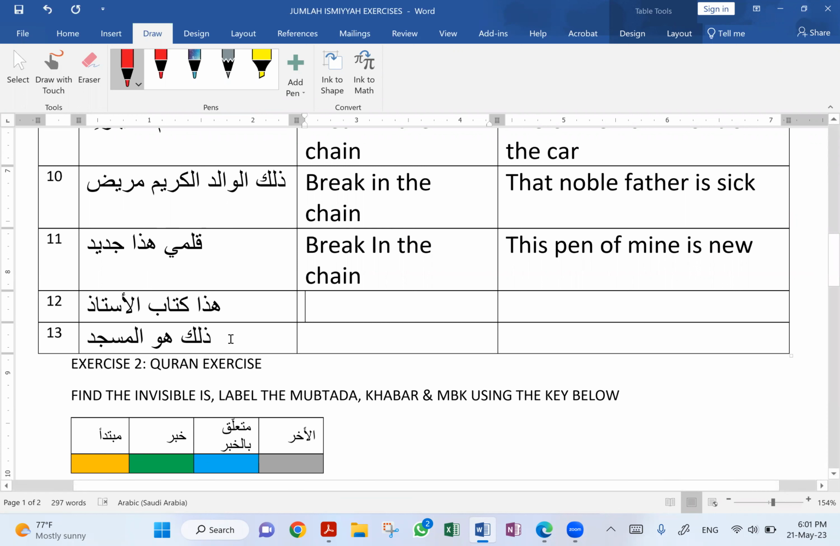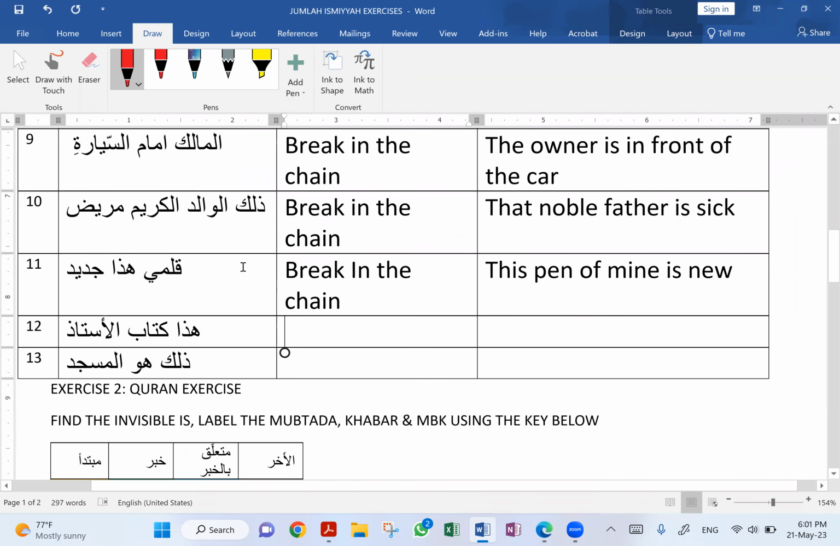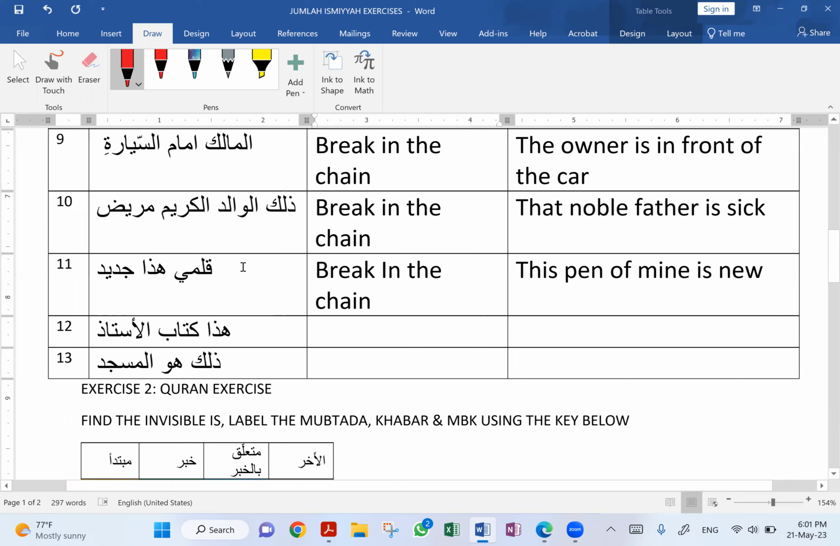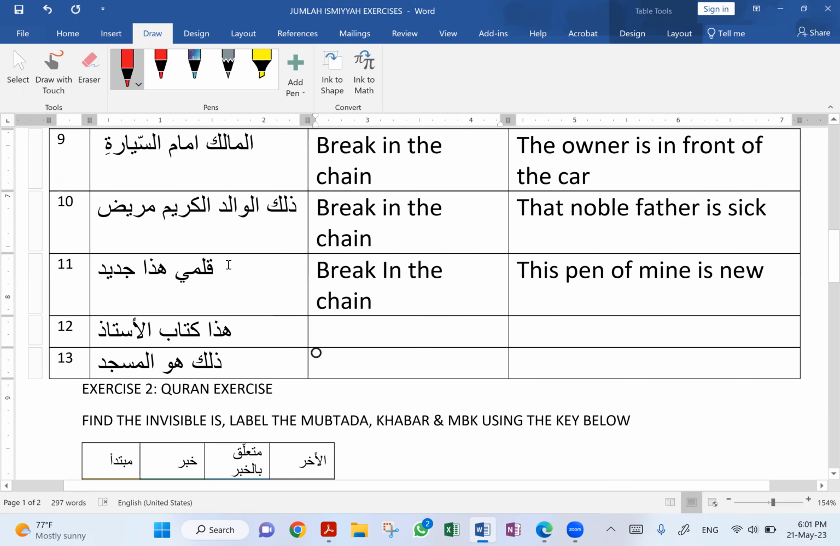All right. So continuing with the same question, if jadidun was before hadha, how would we translate this? It would become a fragment. Yes. So it would be qalami jadidun hadha, it would be a weird thing. New pen of mine. This new pen of mine. Yes, and then it would be a fragment.